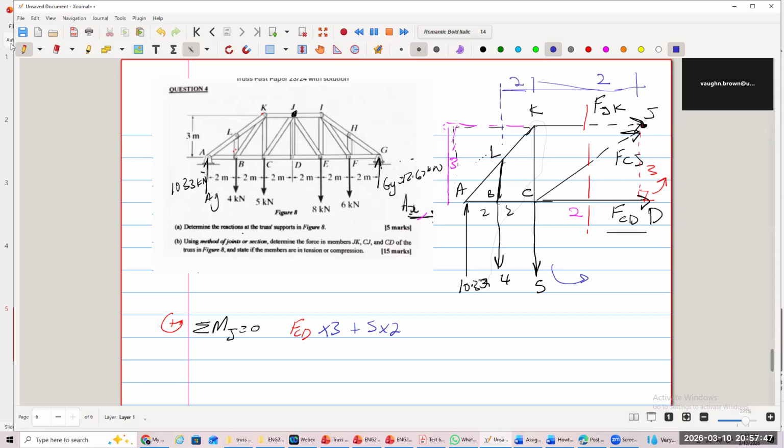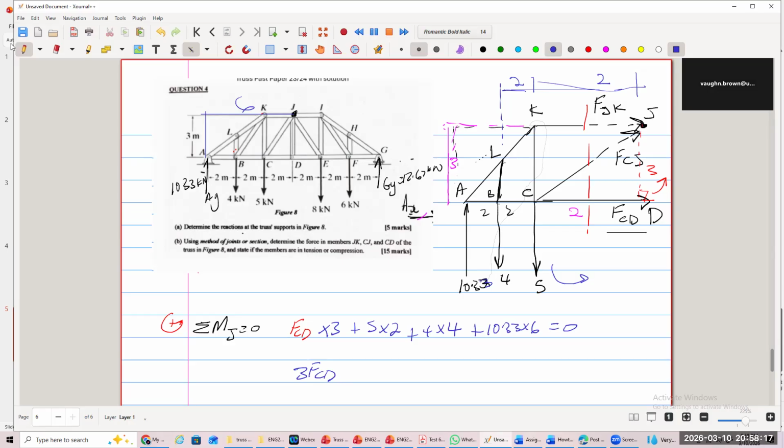So it's 2 more, so it's going to be plus 4 times 4. And for the 10.33, what's this distance from J? It's all the way coming down to 6. Right? So it is going to be plus 10.33 times 6 equals 0. And so all of this is going to be equal to 3F.